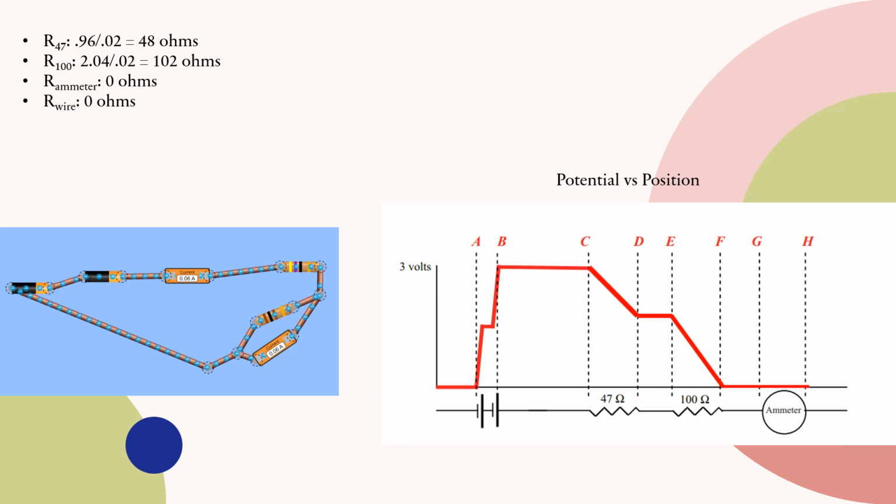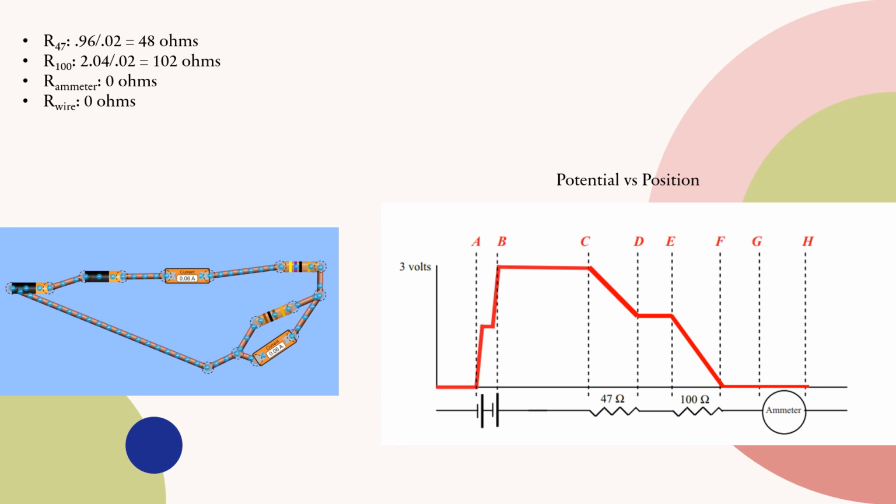We also did a potential versus position graph that shows the potential voltage between different points in the circuit. As you go through the batteries, this voltage increases and stays steady until you get to the first resistor where it decreases, and then hits the second resistor where it decreases to 0, as our total voltage across the loop must be 0.